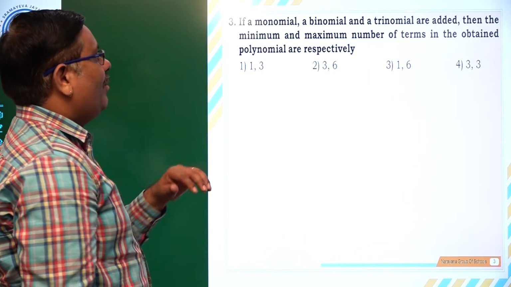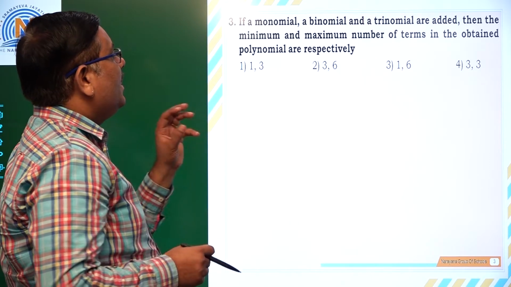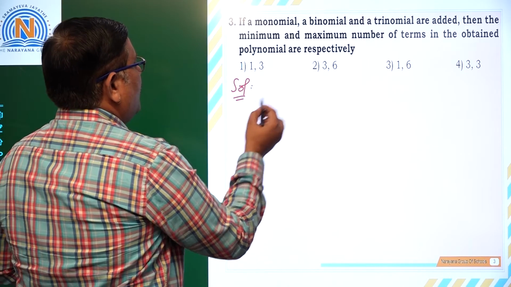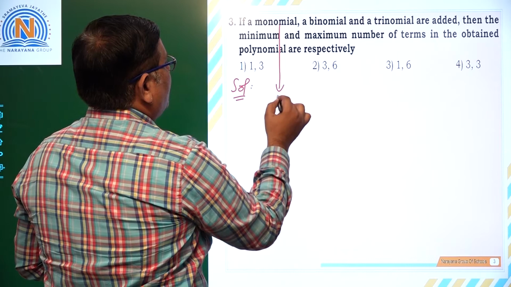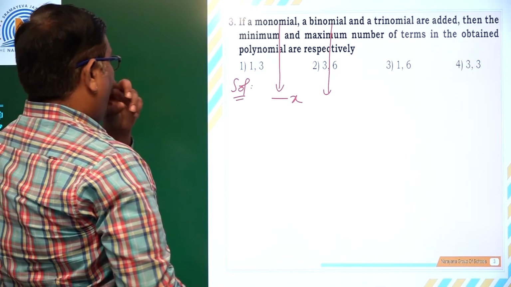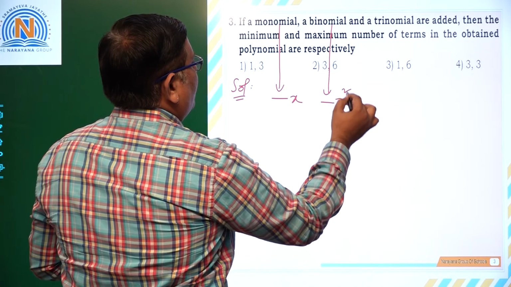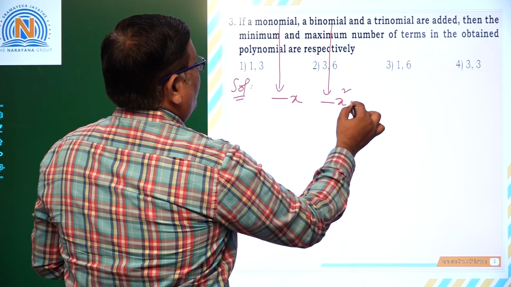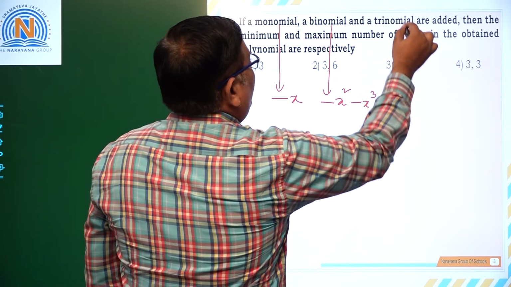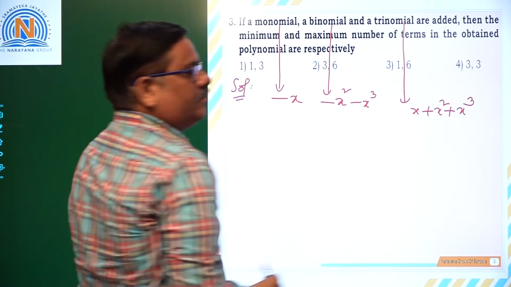A monomial, a binomial and a trinomial are added, then the minimum and maximum number of terms in the obtained polynomial are respectively. This is a tricky question. Let us take the monomial as minus x, the binomial as minus x square minus x cube, and the trinomial as x plus x square plus x cube.